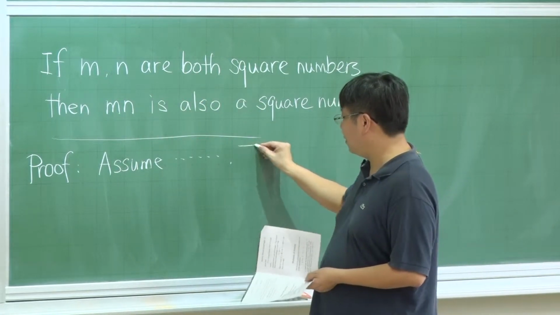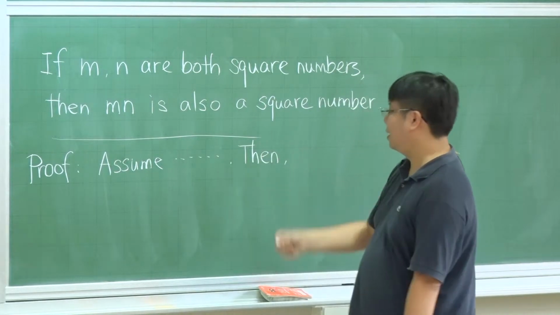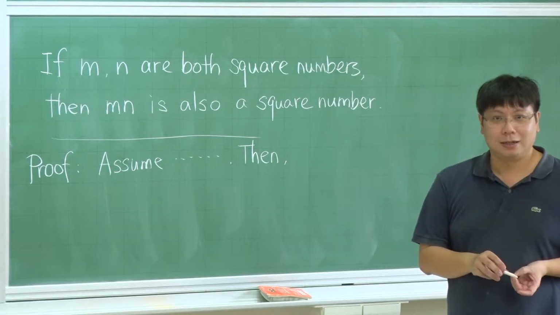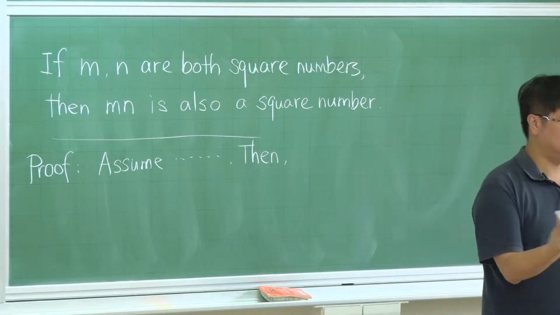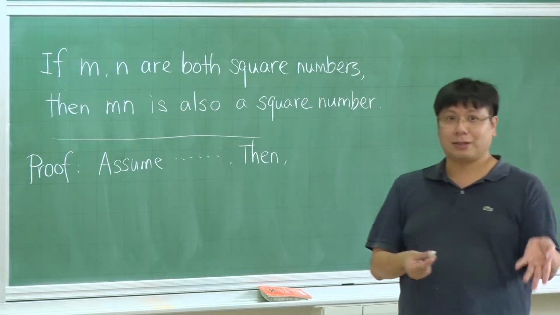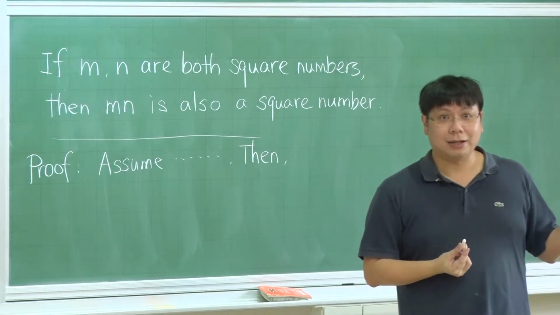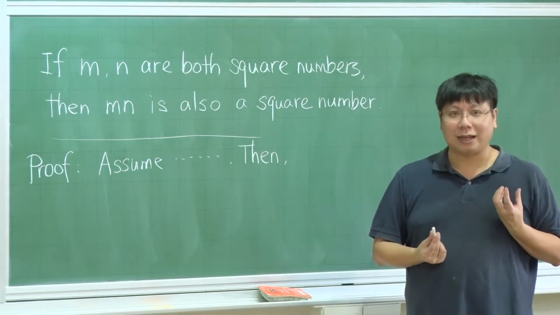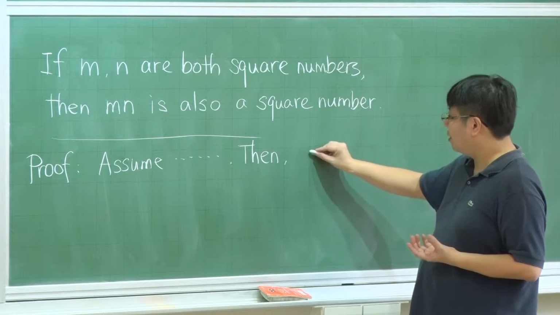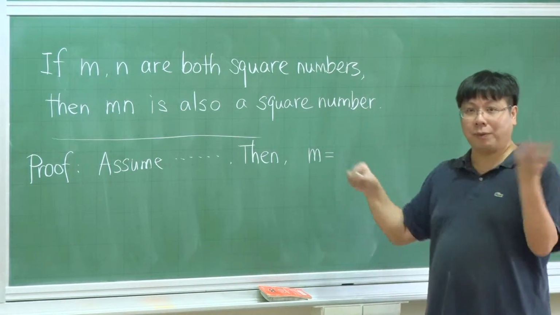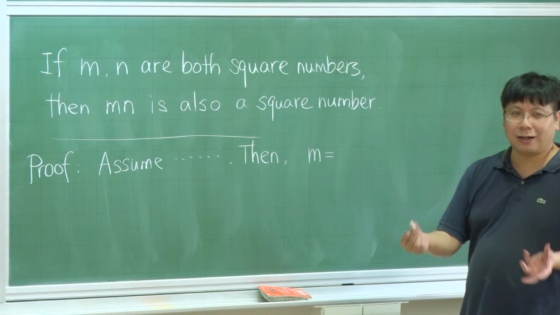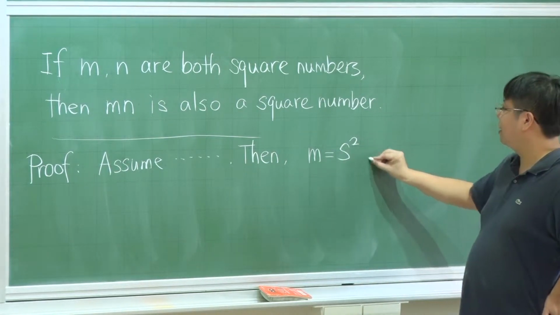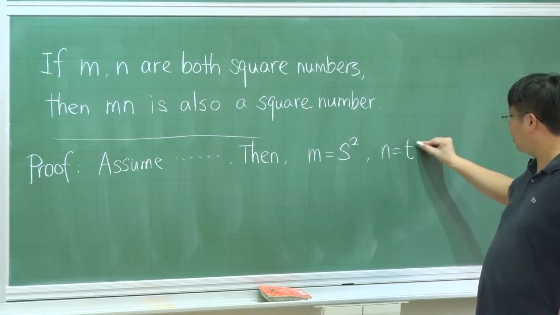Then what do we have? If m and n are square numbers, what does it mean? What is meant by a square number? 1 is a square, 4 is a square, 16 is a square, right? A square number is equal to the same number multiplying itself. Then you can write down m is equal to some number multiplying itself. So you give it a variable. Let's call it s, whatever. m is equal to s squared. n is equal to t squared.